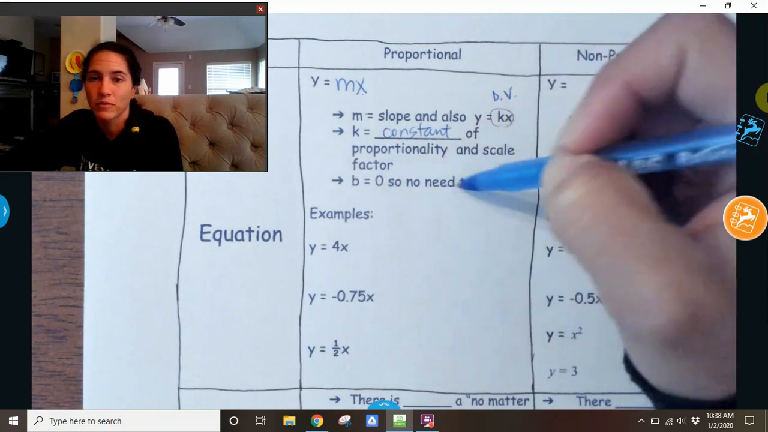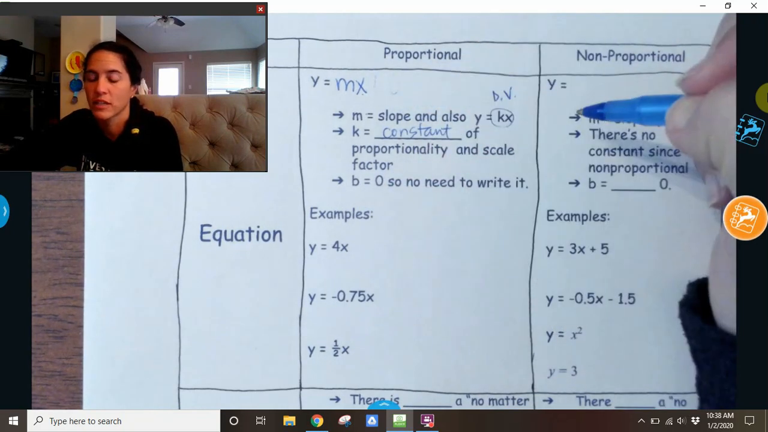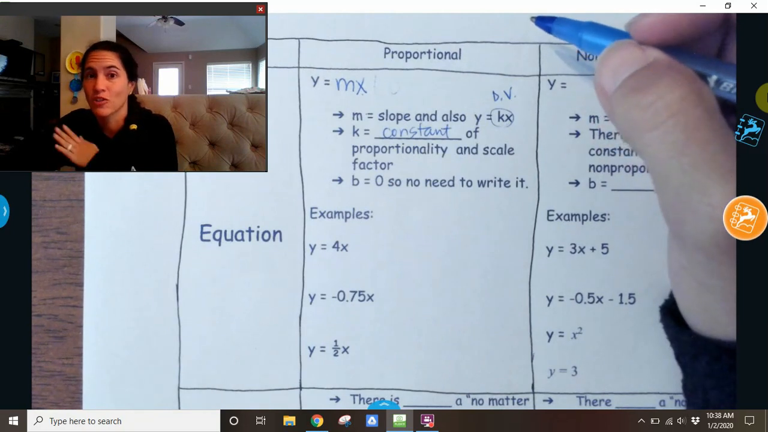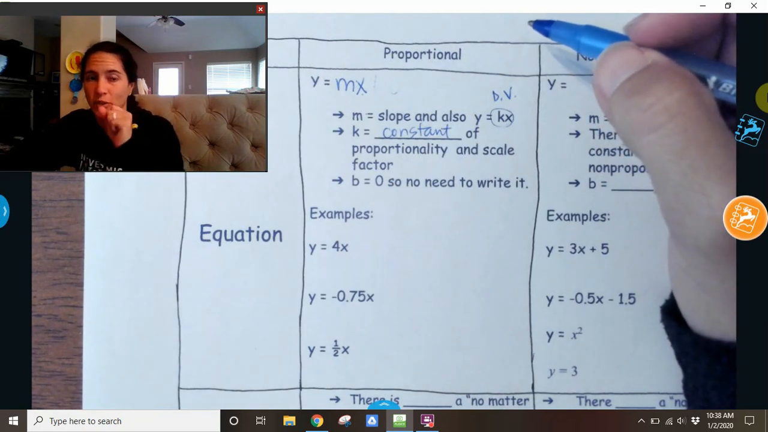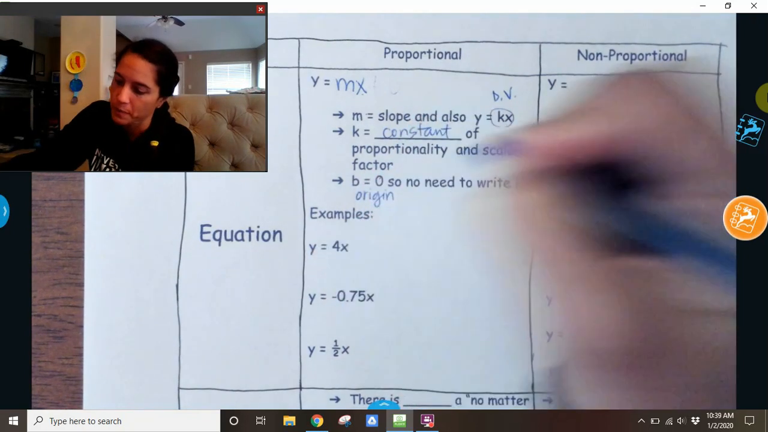B is 0, so you don't need to write it. You don't write plus 0 up here because it doesn't mean anything if it's plus 0. Since it goes through the origin, there's not going to be a y-intercept. It's always just going to be 0 because it goes through the origin. I'm going to write the word origin right here.